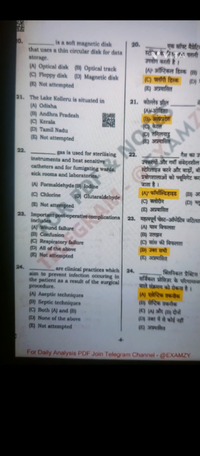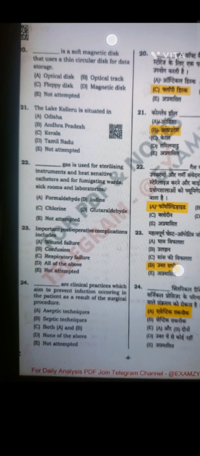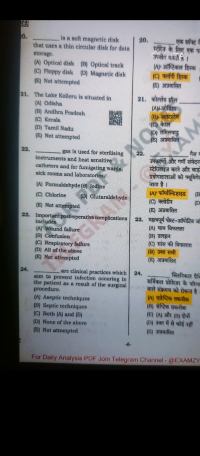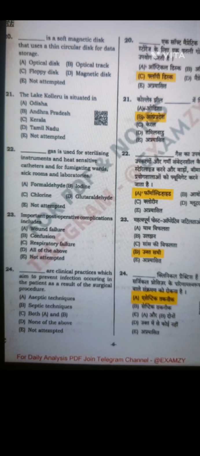A floppy disk is a soft magnetic disk that uses a thin circular disk for data storage. A floppy disk is a magnetic storage disk that uses a circular disk for data storage. That is very important. The question is: a floppy disk is a soft magnetic storage that uses a thin circular disk for data storage.